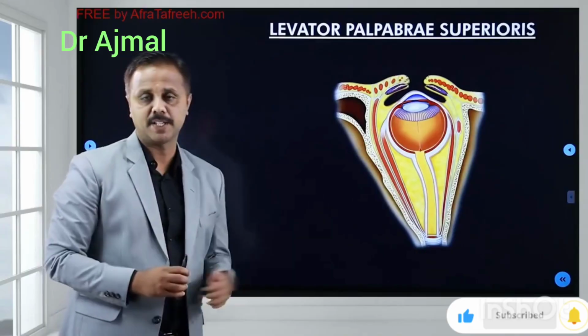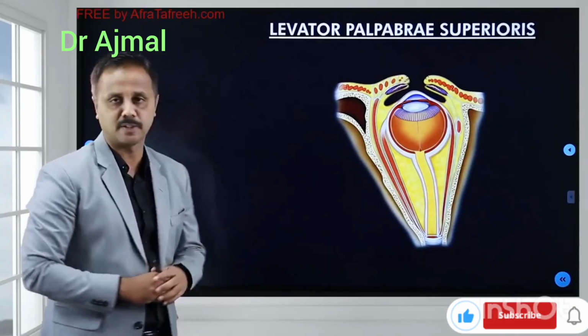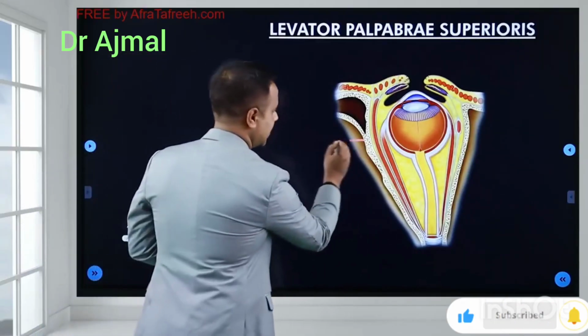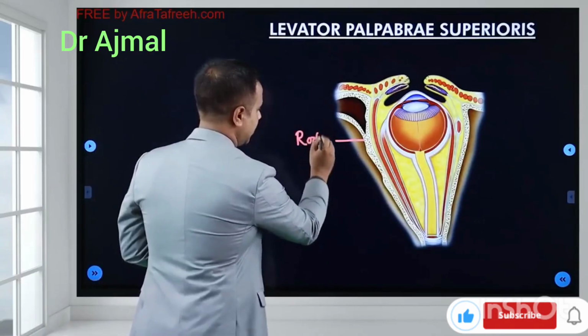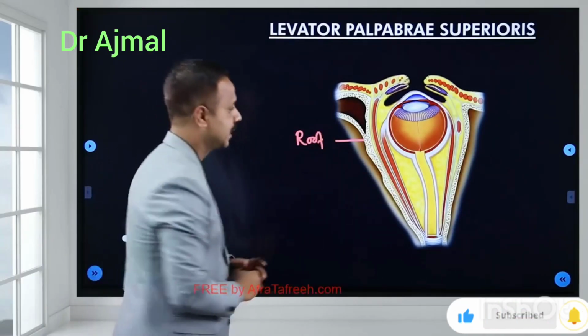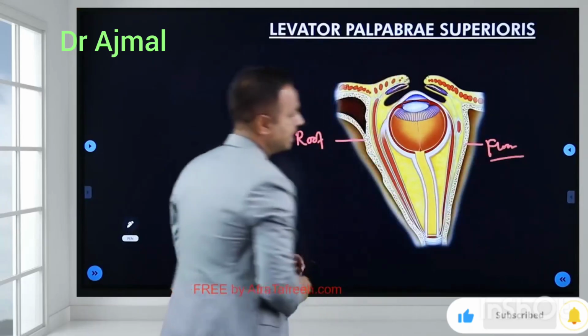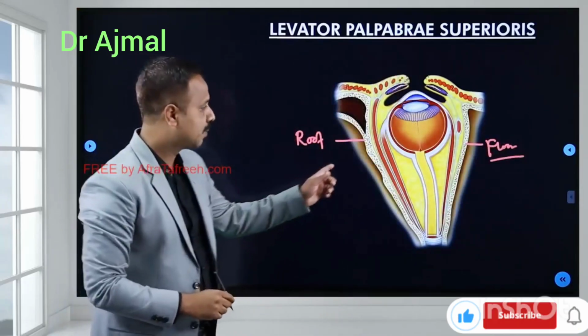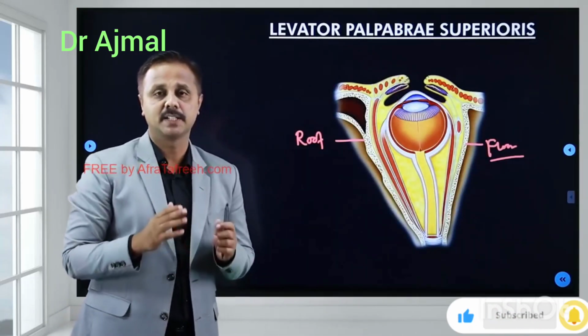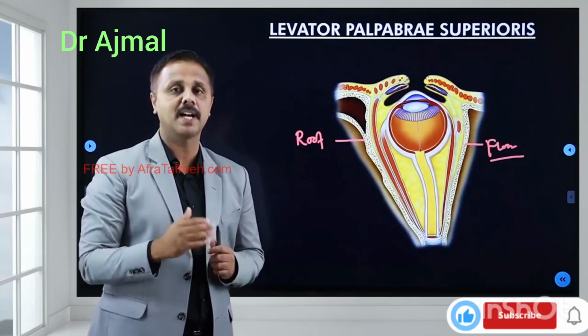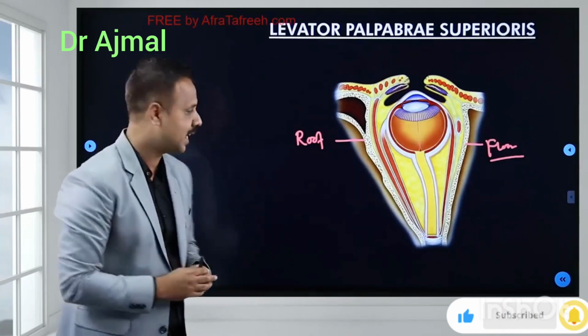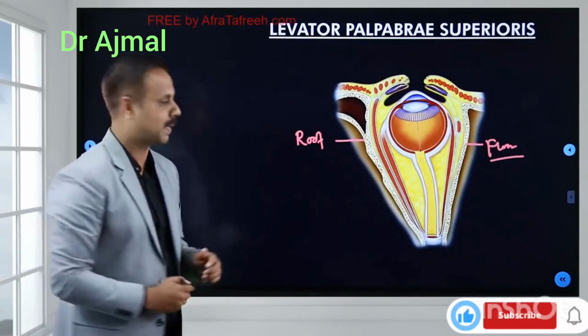Now, before we identify the attachments, let's try to get orientation of this image. This side is the roof of the orbit. This is the roof of the orbit. Then, this is the floor of the orbit. We have just used an inverted image to make you understand the relation between the levator palpebrae superioris and the superior rectus muscle. Right? Now, let's try to identify these muscles.